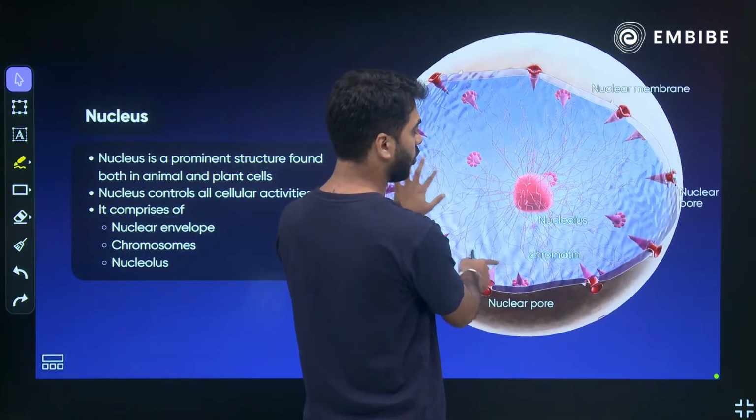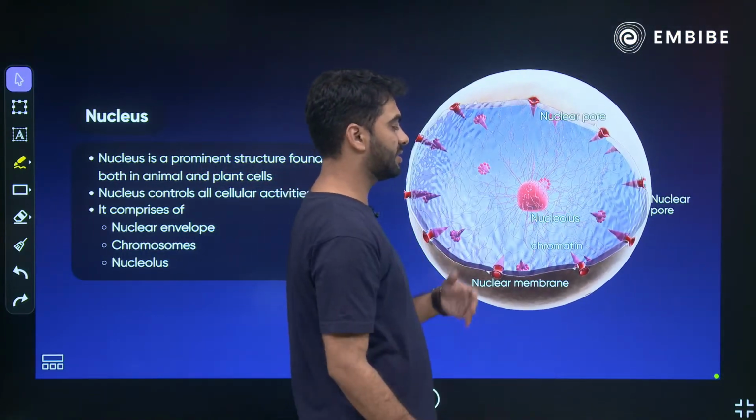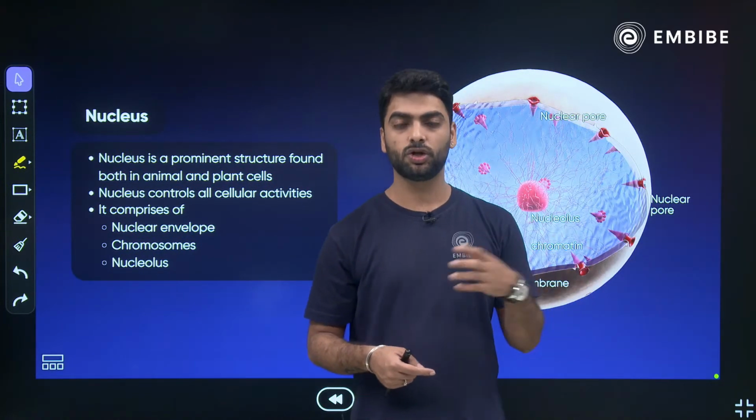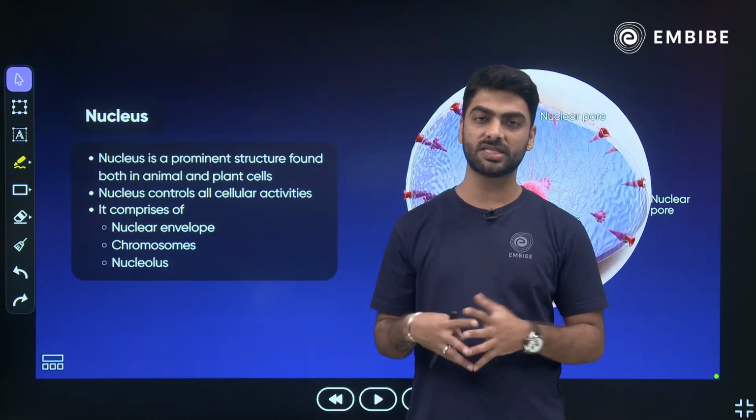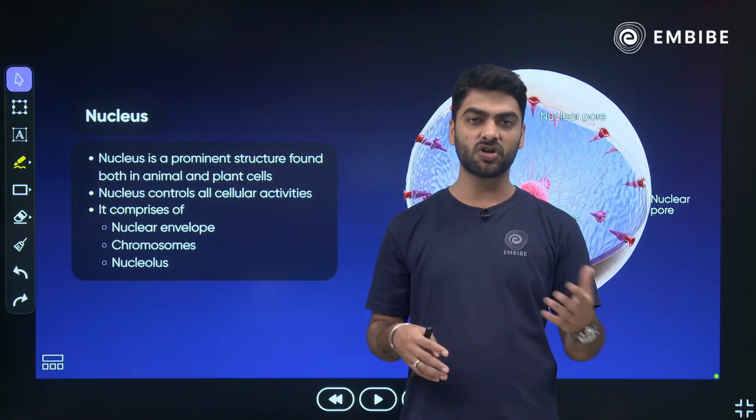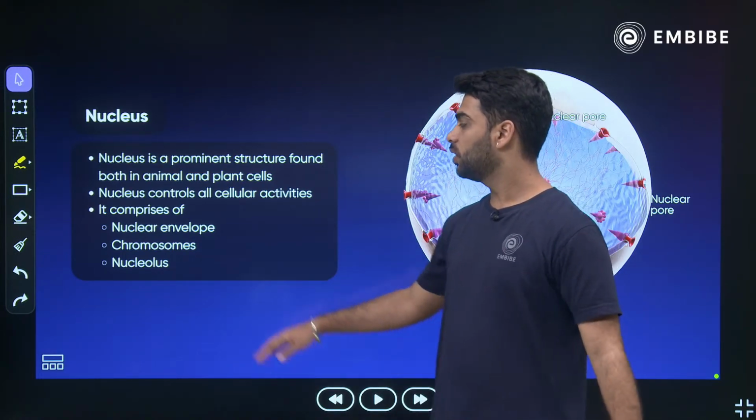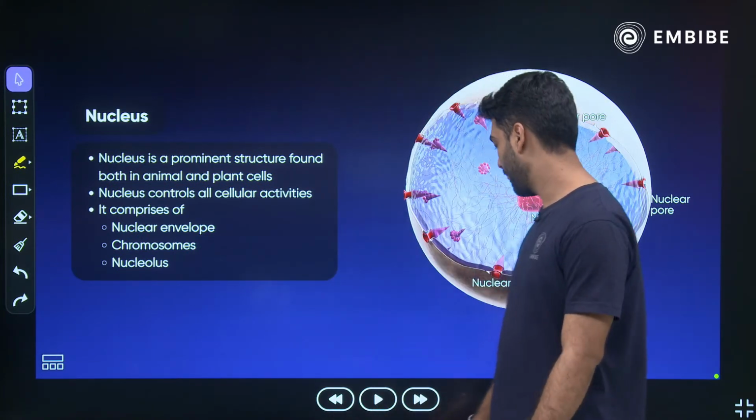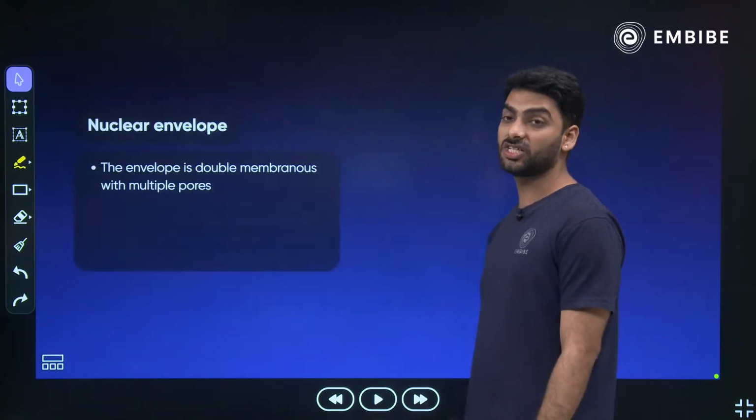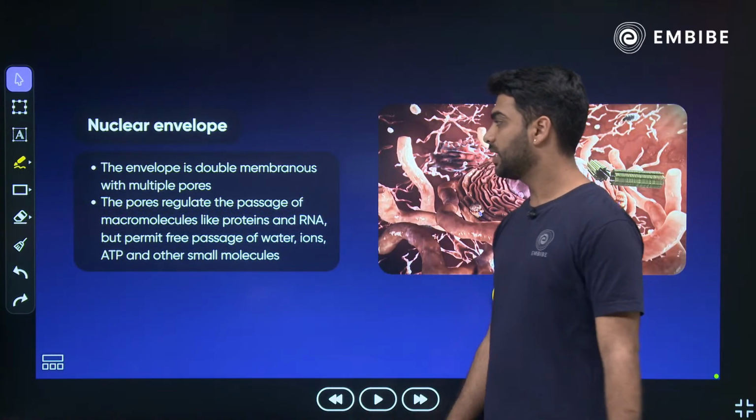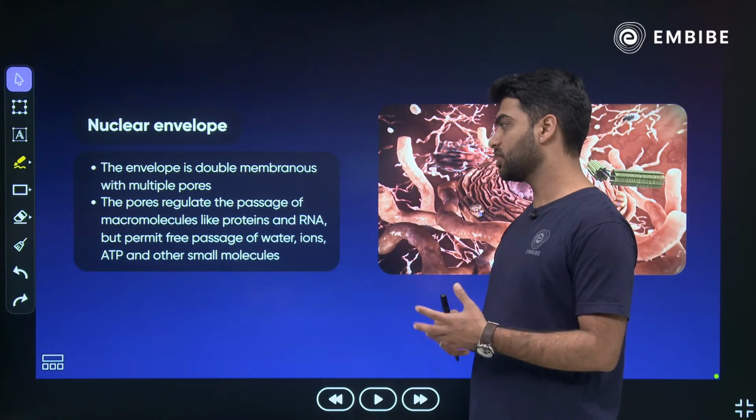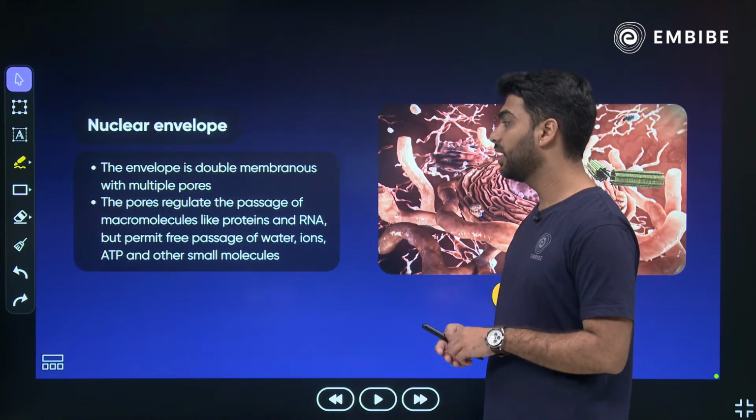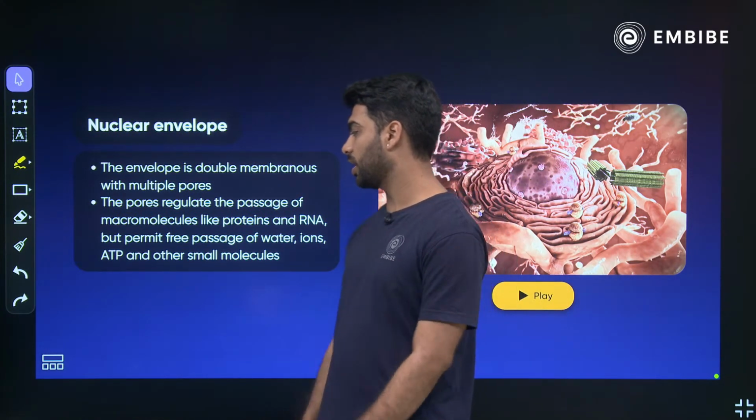So nucleus contains DNA. A segment of the DNA is the gene. Humans have got almost 10,000 genes. For every character we have got genes. Okay? So nuclear envelope or the nuclear membrane, chromosomes and nucleolus. It is the darkest and the largest cell organelle. Okay? The pores help the passage of molecules like proteins and RNA. They permit free passage of water, ions and ATP.